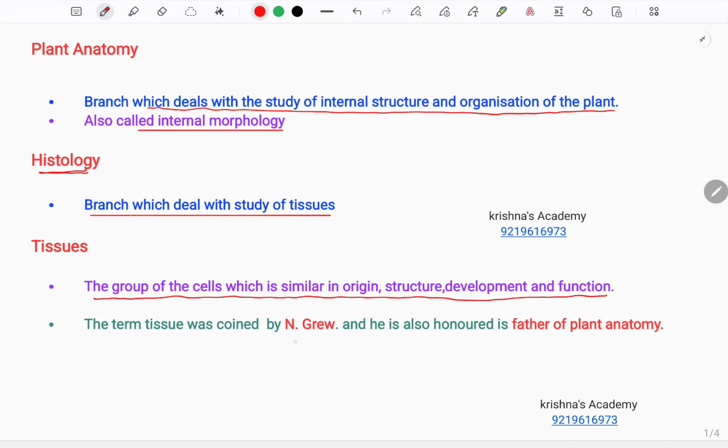The term tissue was first coined by N. Grew, and he is also honored as the father of plant anatomy. So these are some important parts in the introduction which are regularly asked in competitive exams.